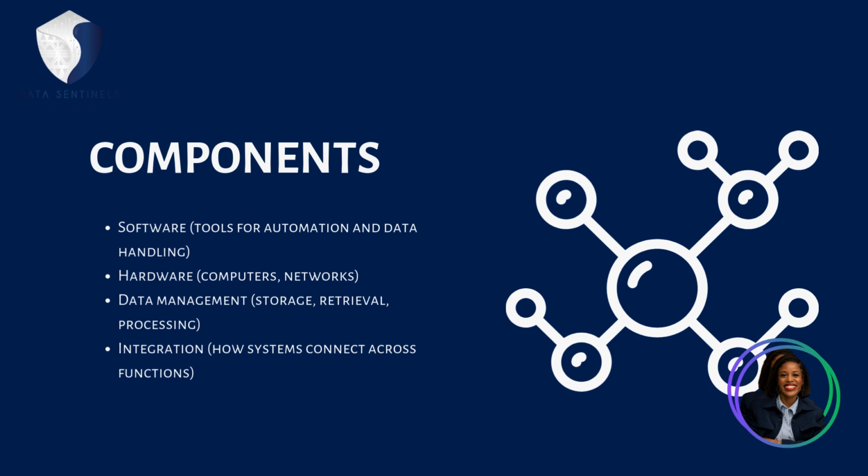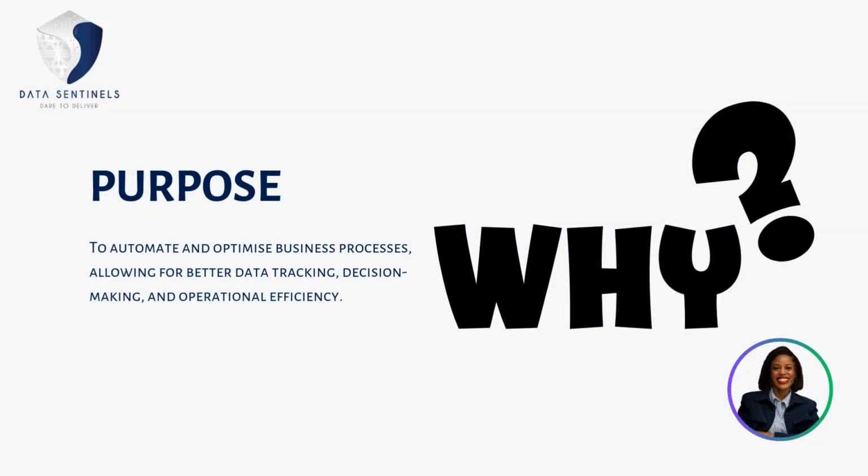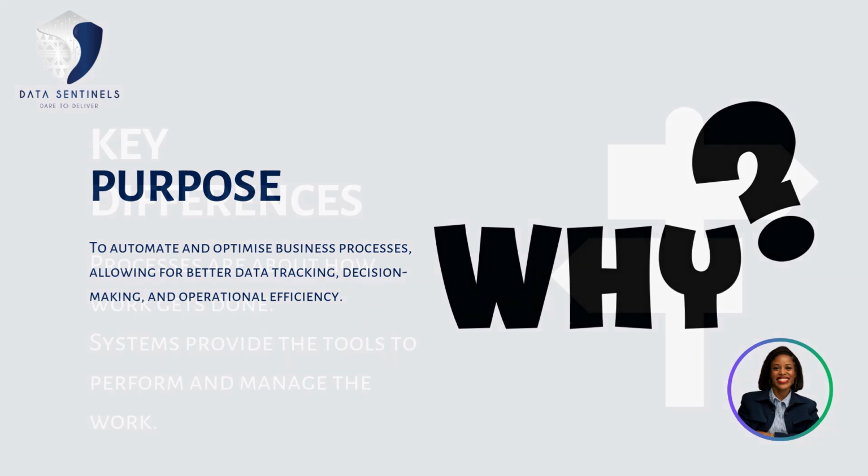Components of business systems are, you're looking at your software, your tools for automation and data handling. You're looking at your hardware, like computers, networks, data management, storage, retrieval processes, as well as integration, how systems connect across functions. So essentially, the purpose of a business system is to automate and optimize your business process, allowing for better data tracking, decision-making, and operational efficiency.